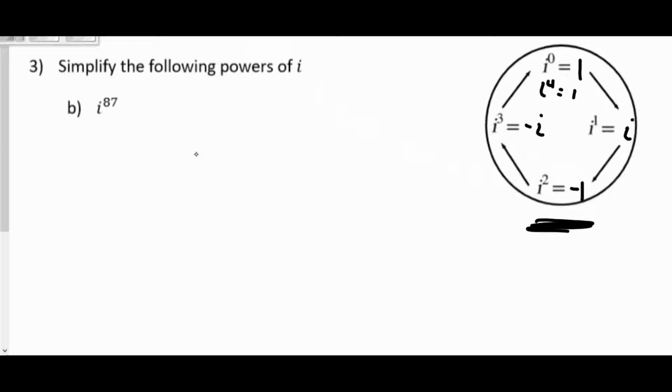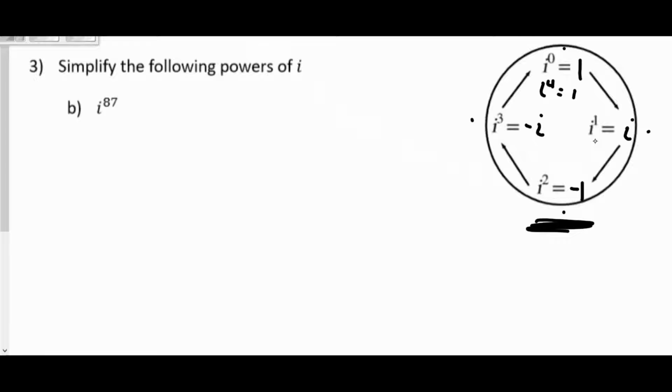Simplify the following powers of i. So we have i to the 87. When we first started looking at powers of i, we saw that they follow a pattern. They go from 1 to i to -1 to -i, back up to 1 to i to -1 to -i to 1, on and on and on. So we can use this pattern to help us simplify large powers of i into smaller powers of i that we know the values of.